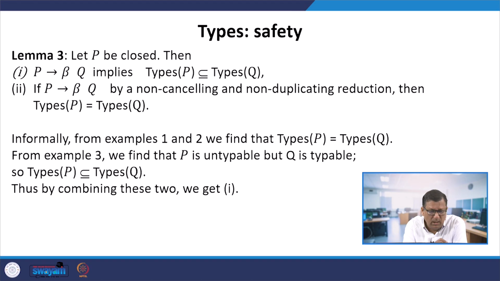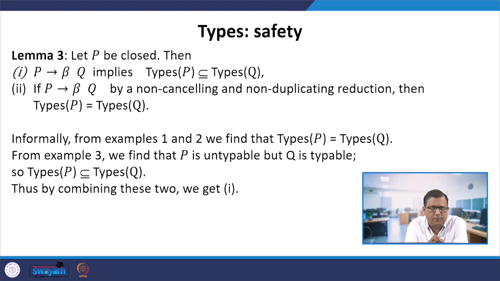So informally, let us see the examples. From examples 1 and 2, we found that in these two cases, when we make a reduction from P to Q, the types of P and Q were the same. But in the last example, we found that although Q has a type, P is not typeable. That means there was a reduction from P to Q, Q has a type, but P does not have any type. So this set is empty.